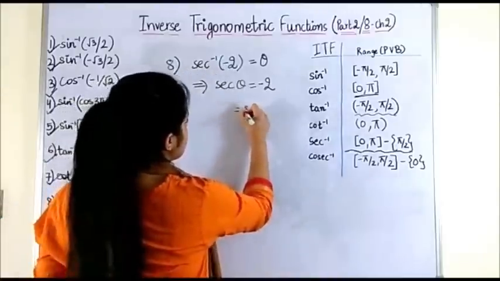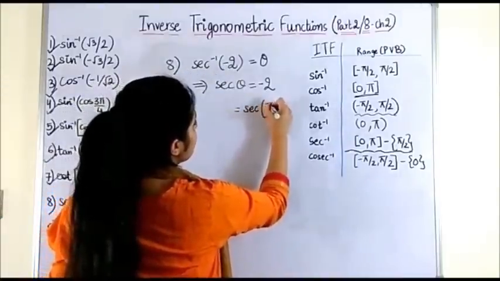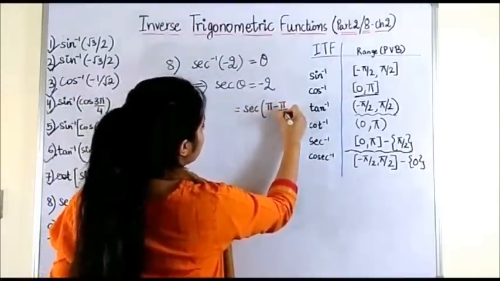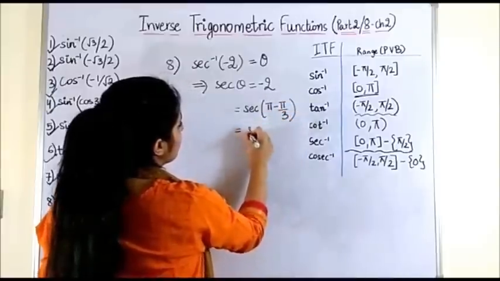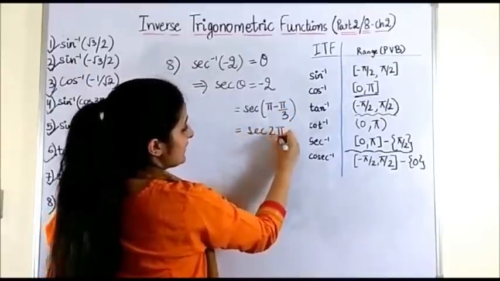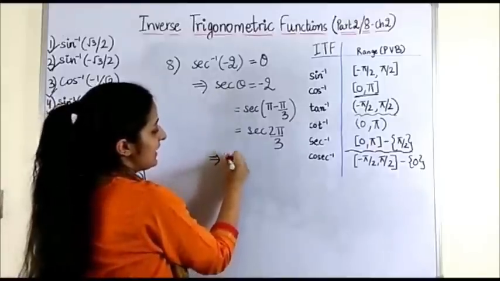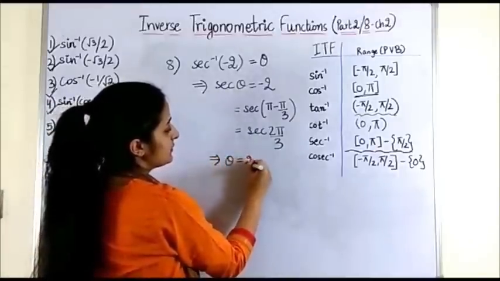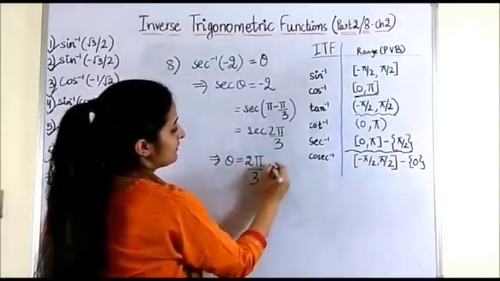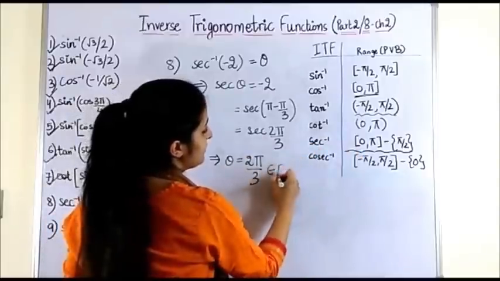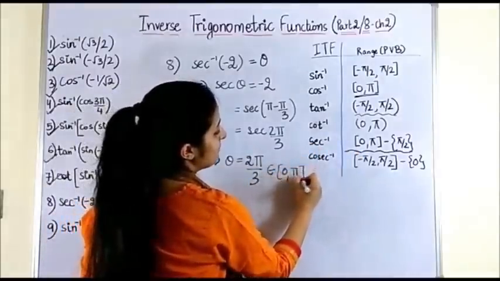So we can express this angle as secant of pi minus pi by 3, which leaves us with the answer secant 2 pi by 3, and thus we have theta equal to 2 pi by 3, which definitely belongs to the PVB.